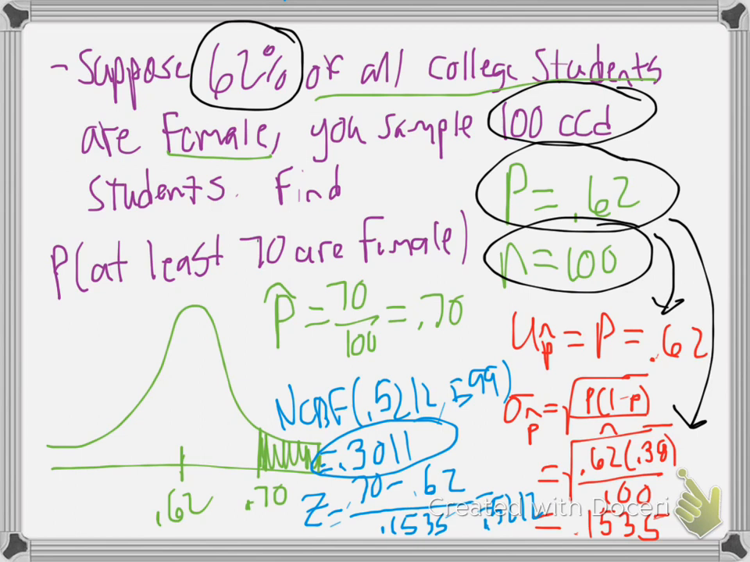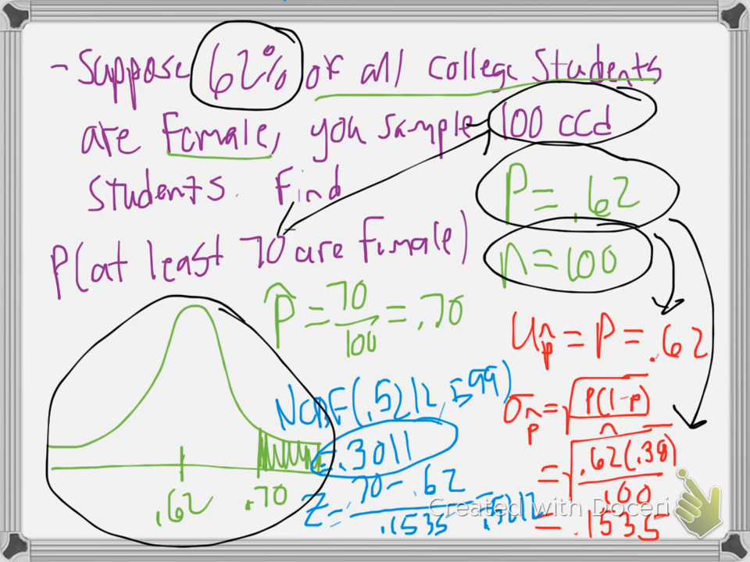The 70 was out of the 100. So that's why I did 70 out of 100, and got 0.7. Since we said at least, I put 0.7 up there and shaded to the right. From there, once I have this picture, it's the same as all the other problems we've been doing. Do a z-score first. So the z-score for 0.7 was 0.5212, and then do the normal CDF to find your area.